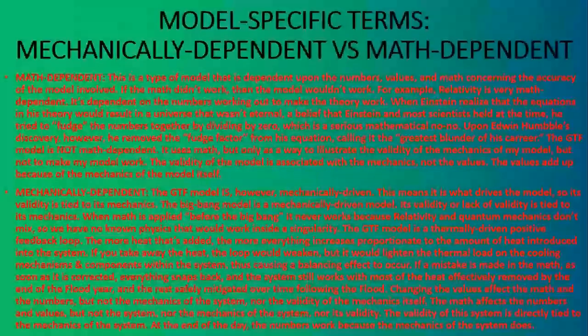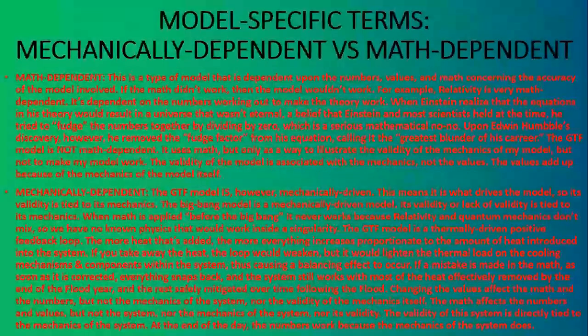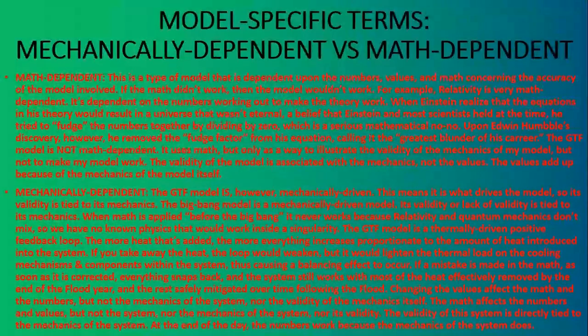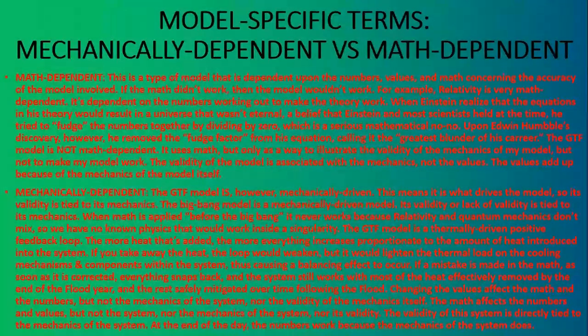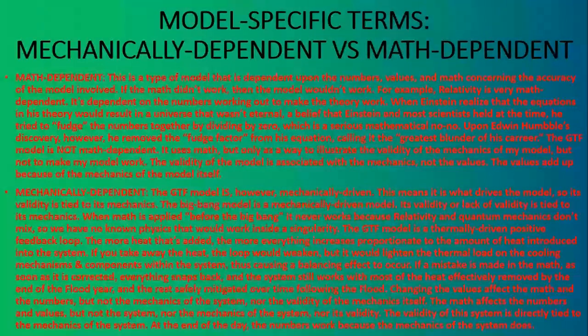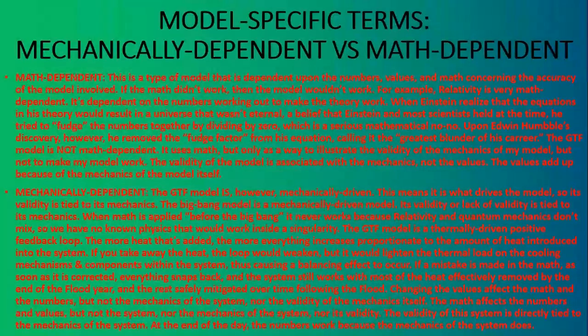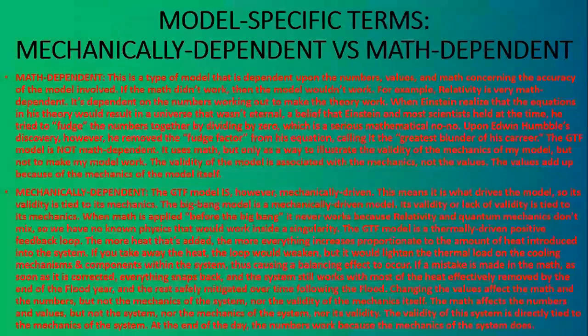The GTF model is a thermally driven positive feedback loop. The more heat that's added, the more everything increases proportionate to the amount of heat introduced into the system. If you take away the heat, the loop would weaken, but it would tighten or lighten the thermal load on the cooling mechanisms and components within the system, thus causing a balancing effect to occur. If a mistake is made in the math, as soon as it is corrected, everything snaps back and the system still works, with most of the heat effectively removed by the end of the flood year and the rest safely mitigated over time following the flood.